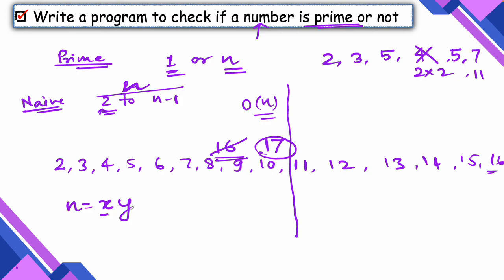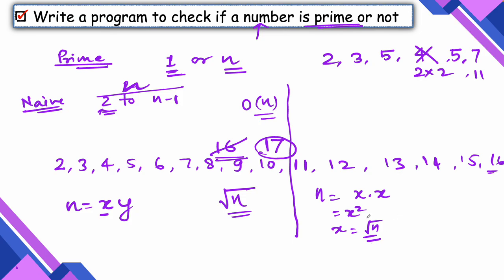Now what is the middle point between 1 and n? It can be root of n. The reason is that you can write n as x into x. You have x from here as well as from there, so the middle point would be x squared, so x could be root of n. This is your middle point.